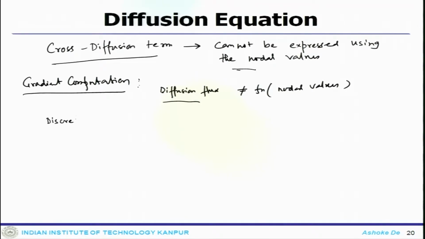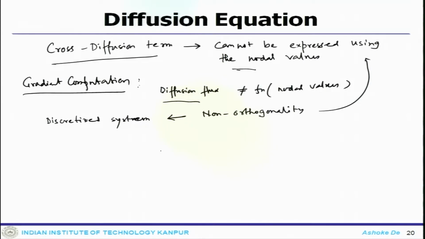So, essentially my discretized system must have the information of non-orthogonality, which gives rise to the cross diffusion term, and the cross diffusion term cannot be calculated using nodal values. So, that is where the problem lies.